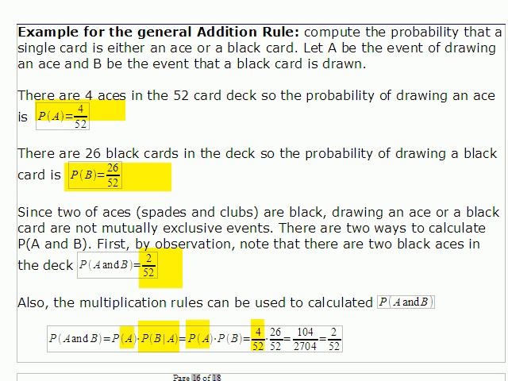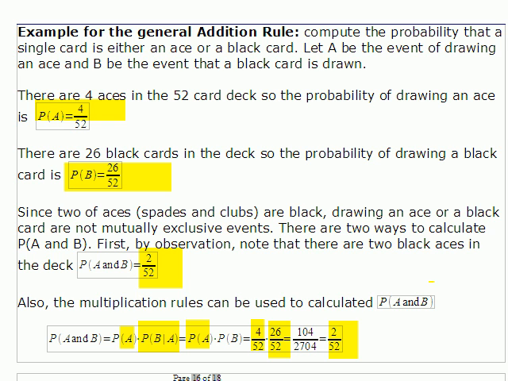The deal is that these are independent events. The fact that I draw a black card doesn't influence whether I've drawn the ace. So this becomes probability of A times the probability of B, which is 26 out of 52, and I end up with 2 out of 52, which I did in the first place by observation.